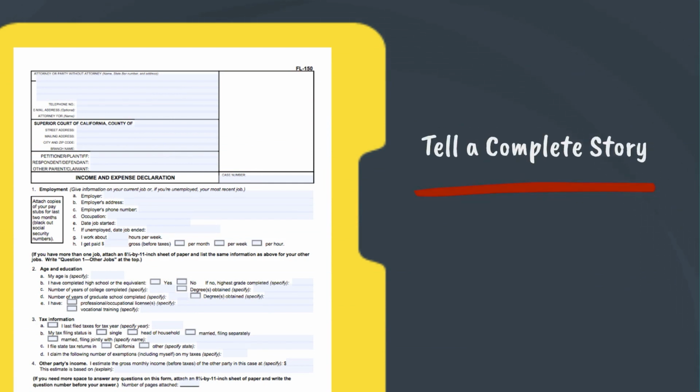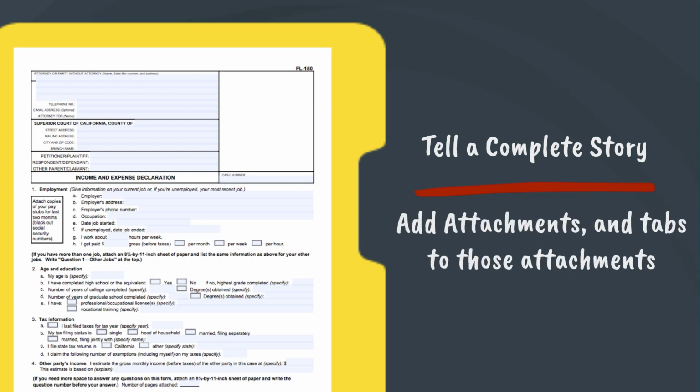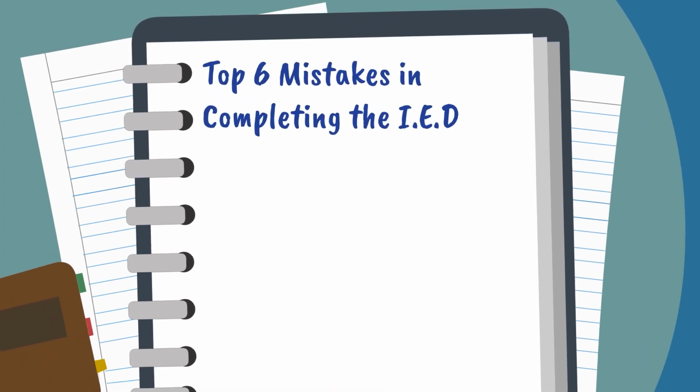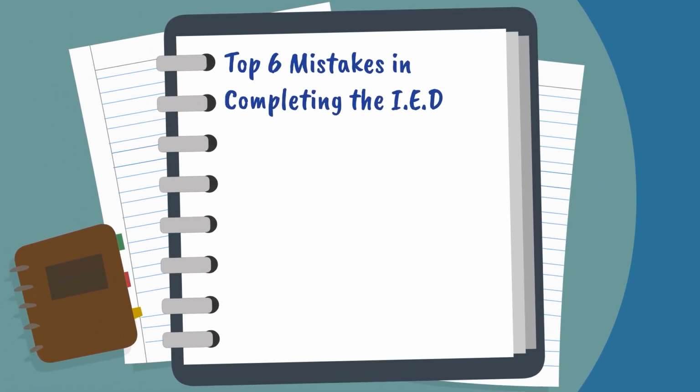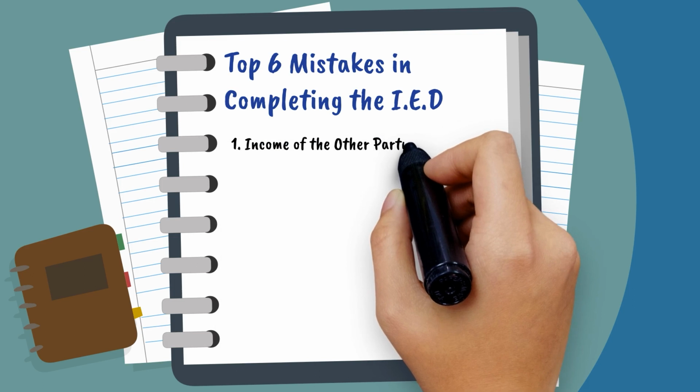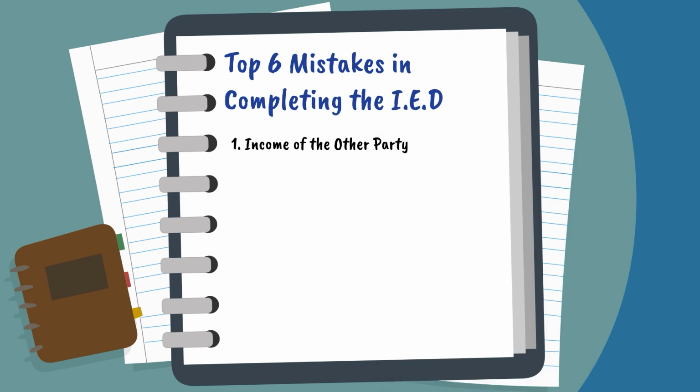And to do that, you should feel free to add attachments and even tabs to those attachments to flesh out the story you want to tell the judge. There are 6 top mistakes that people make on their income and expense. Let me just list them for you and then we'll go into detail. The first one is not listing the income of the other side, or at least providing additional information on which the court can make a decision on what they're making.